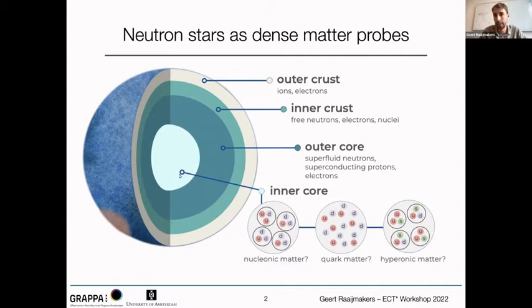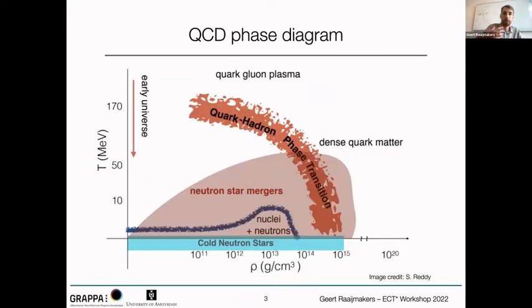And if you then reach the most dense part of the star, this is really where we don't have a clear understanding anymore of the behavior of matter. So you can still have superfluid neutrons, superconducting protons, just normal nucleonic matter. But you can also expect maybe some more exotic phase transitions to quark matter, or even hyperonic matter may start to appear. And so this is really the region that we try to probe, and I've been trying to probe during my research.